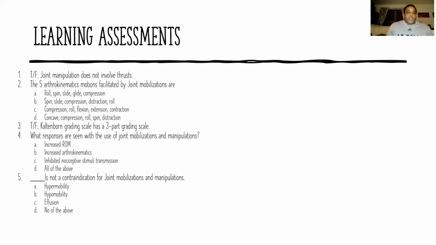4, what responses are seen with the use of joint mobilizations and manipulations? A, increased range of motion; B, increased arthrokinematics; C, inhibited nociceptive stimuli transmission; or D, all of the above. 5, blank is not a contraindication for joint mobilizations and manipulations. A, hypermobility; B, hypomobility; C, effusion; or D, none of the above.